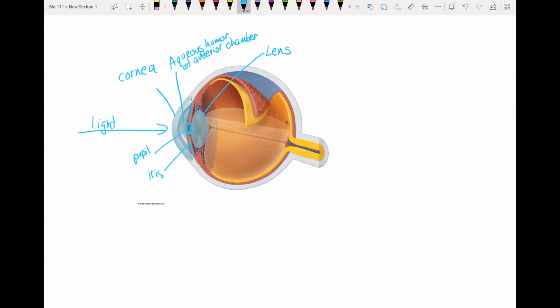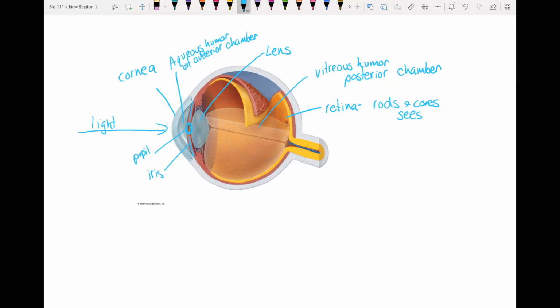The lens focuses the light, then it continues through, and you're going to go through the vitreous humor, which is what fills your posterior chamber. And remember, posterior means back, anterior means front. And then the light lands on your retina. This is where your photoreceptors are, your rods and cones. So this is the part that sees.